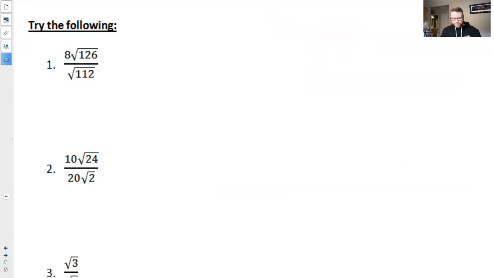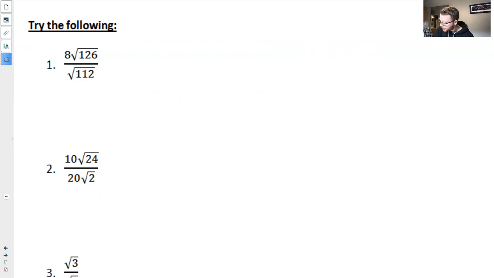Okay, so let's get into some more dividing. Okay, so first we need to check if our radicands will divide evenly. So 126 divided by 112 will not give us a whole number. So let's go ahead and simplify this right away, right? You could rationalize the denominator by multiplying the numerator and then denominator by root 112. But again, we'll get a really big number, so it's probably best to just simplify first.